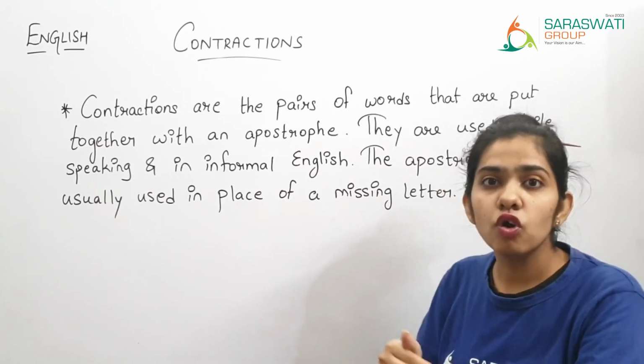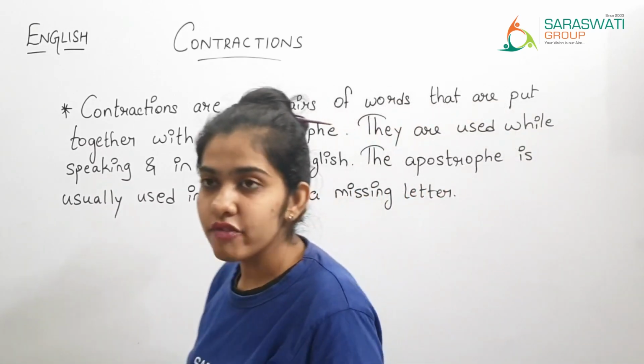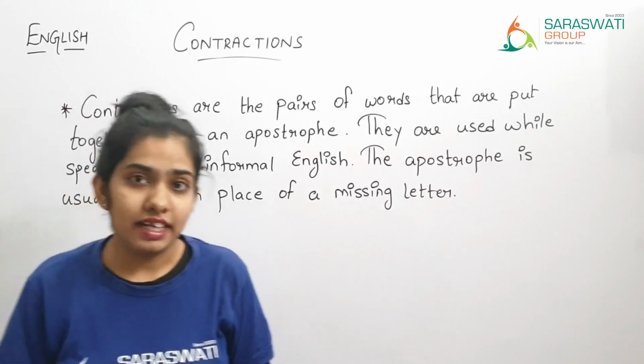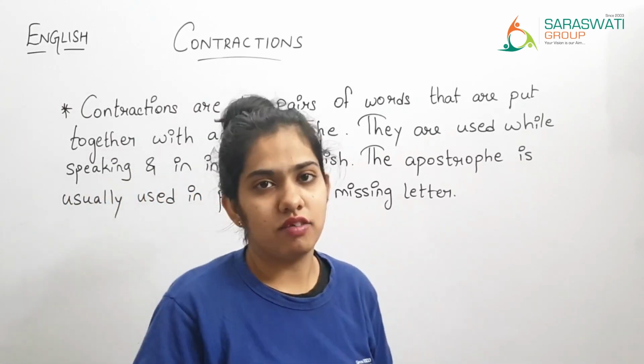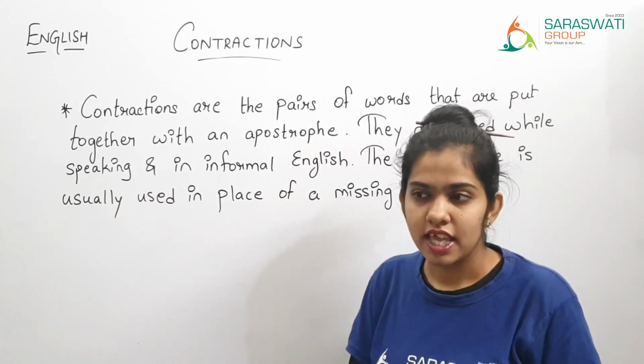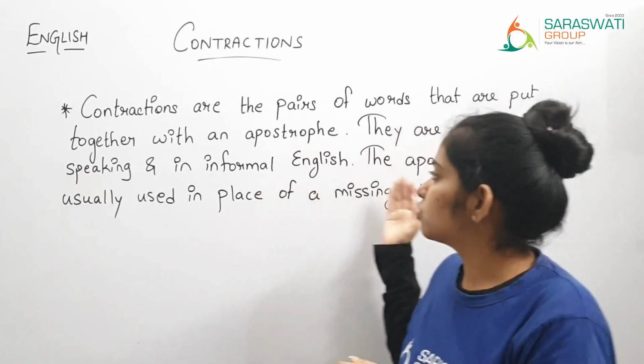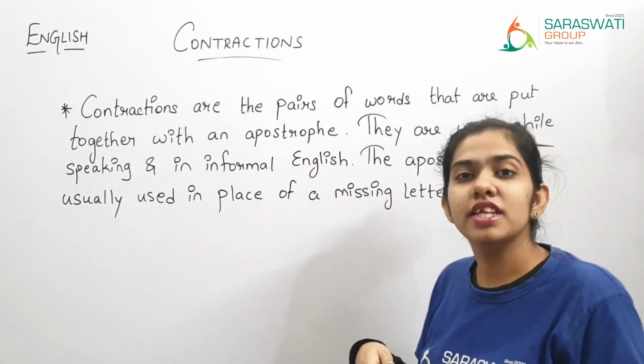I cannot go home, or I can't go home. I will learn it by myself, I'll learn it by myself. So you can see that I'm using a short form of such things. I'll, can't, right? So it is used in speaking and in informal English.